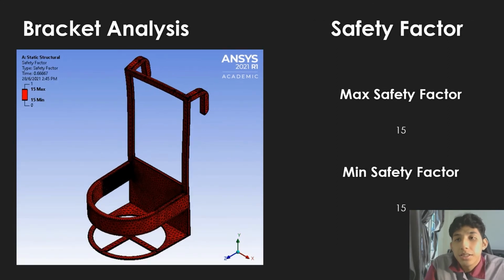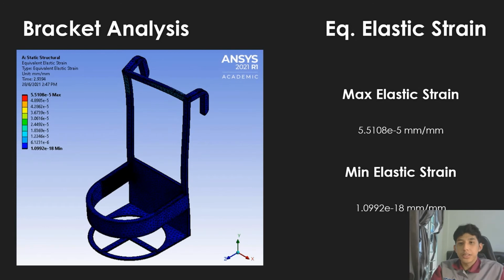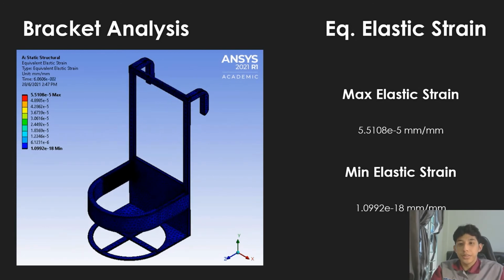For safety factor, the maximum and minimum is 15, which shows that our product is good and the spring can contain the weight of the system. And lastly, the equivalent elastic strain. The maximum equivalent elastic strain is 5.5108 to the power of -5, and minimum is 1.0992 to the power of -18. That's all for the analysis. Thank you.